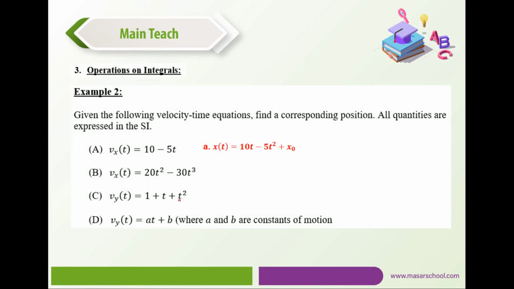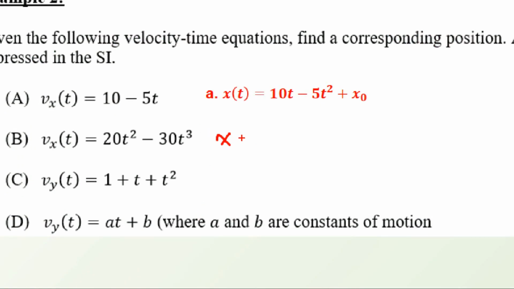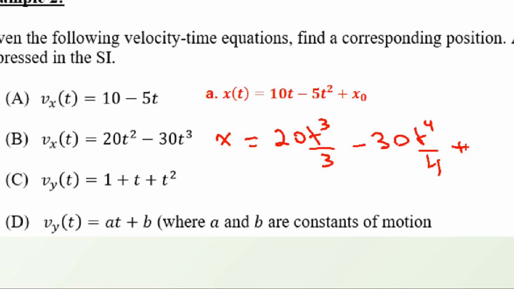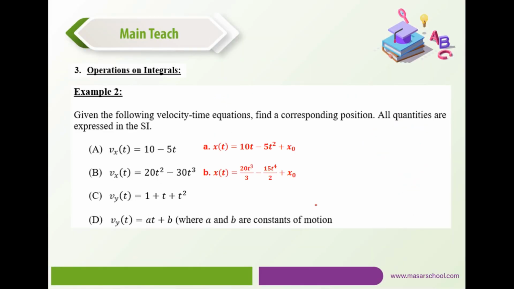Now for part B, x would be the integral of 20t squared minus 30t cubed. So we increase the power by 1 and we divide by the new power, and that would be plus x0. And here we can simplify, that would be 15 and that would be 2.